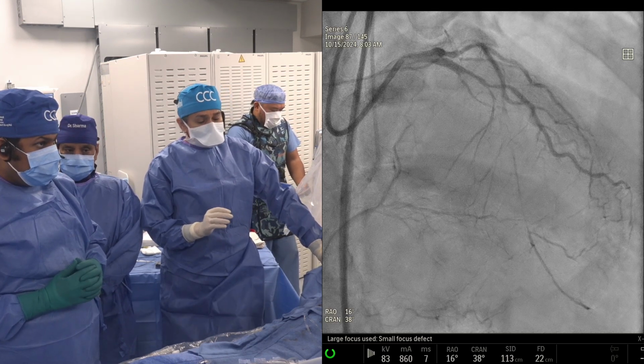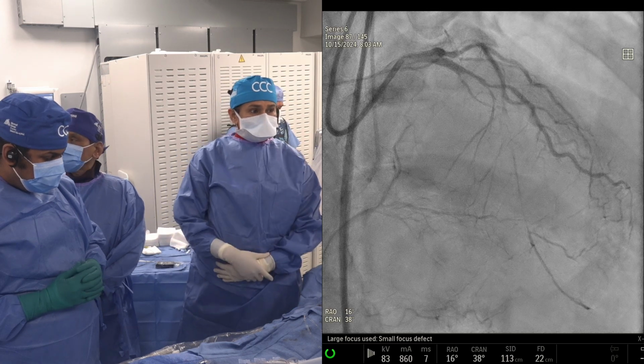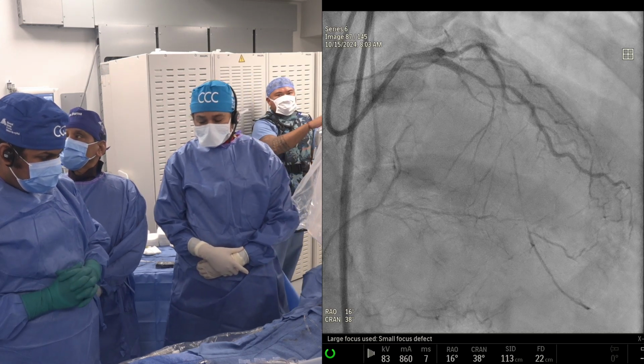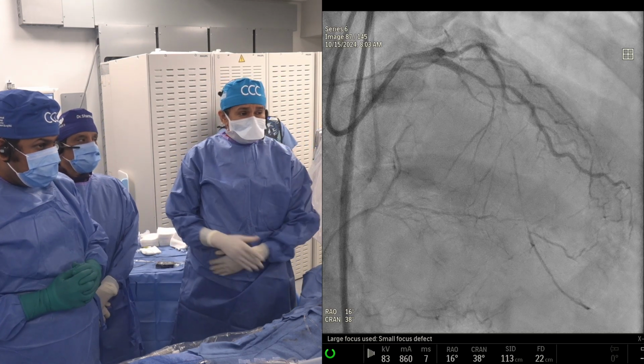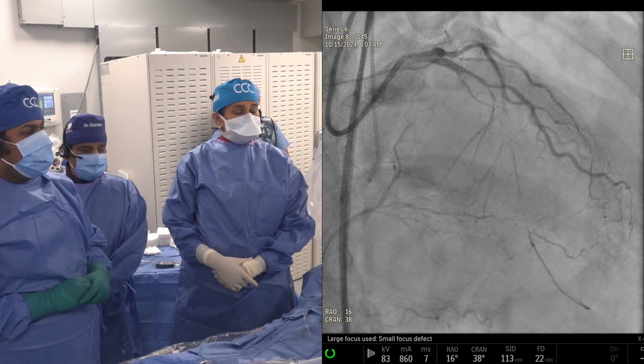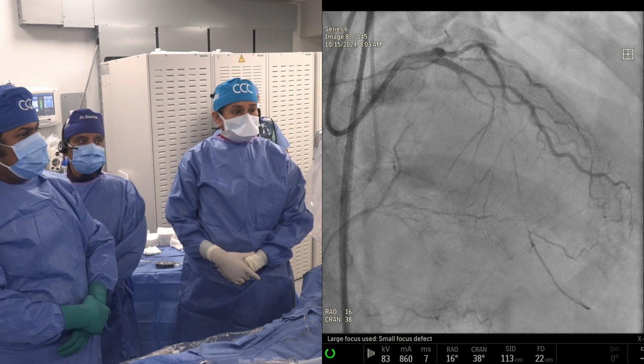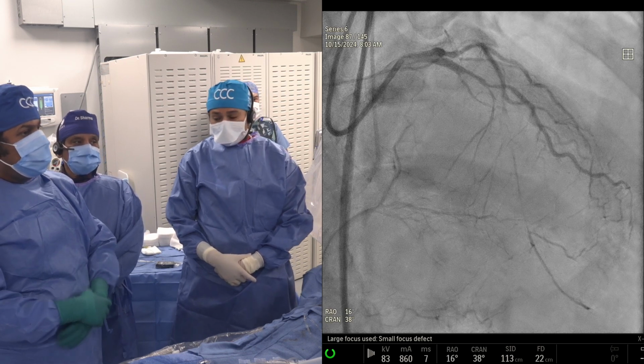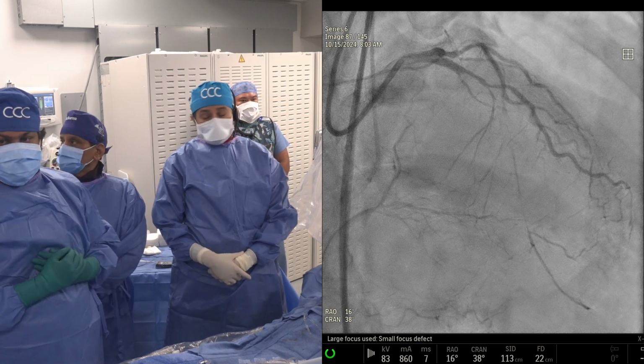For that, you definitely need the contralateral injection. 7 French. That's what we were just discussing, me and Pratish, that we likely may need a 7 French because the diagonal is significant and almost like a dual LAD, larger than the size of the LAD.